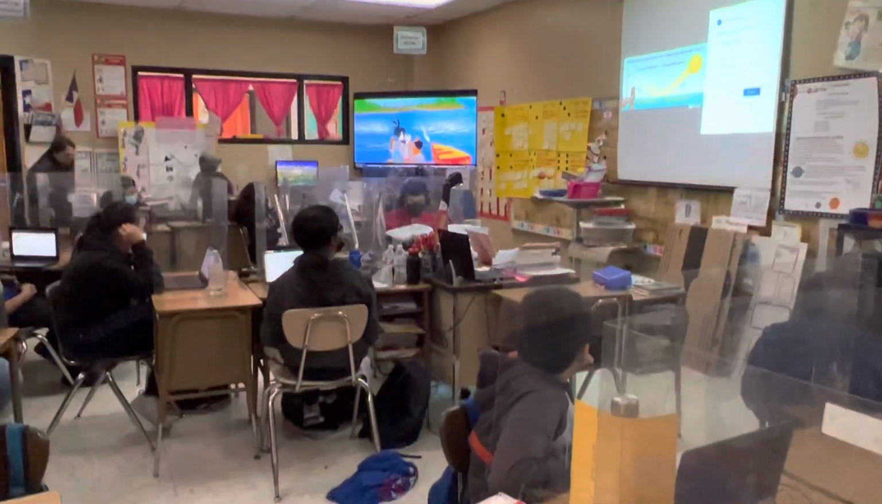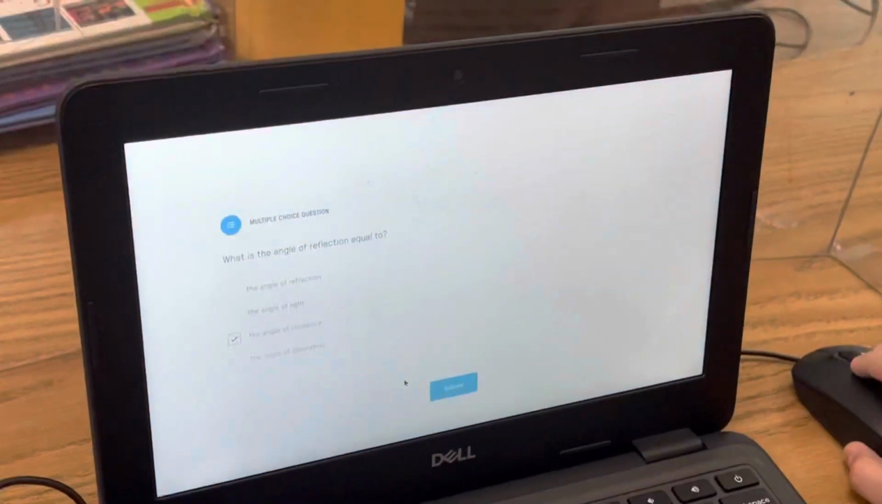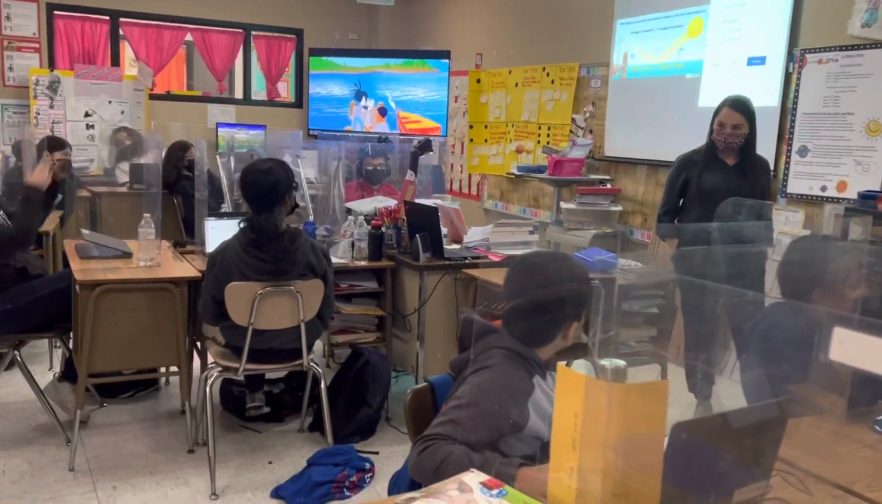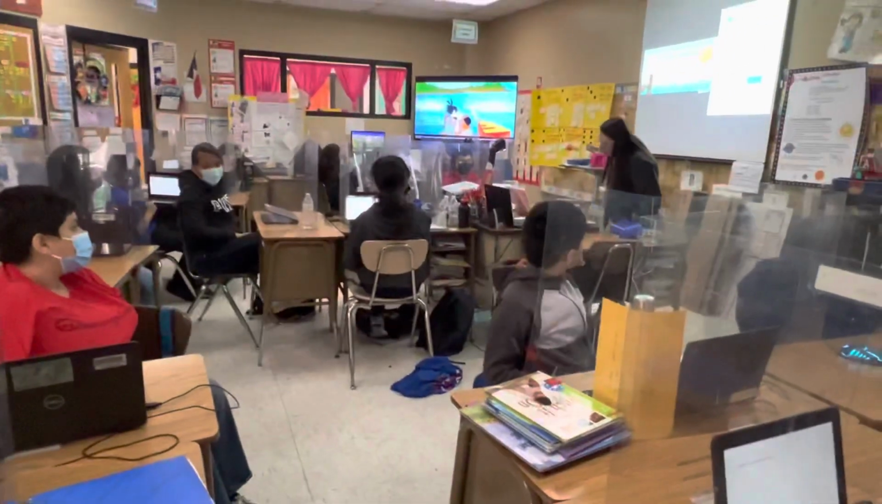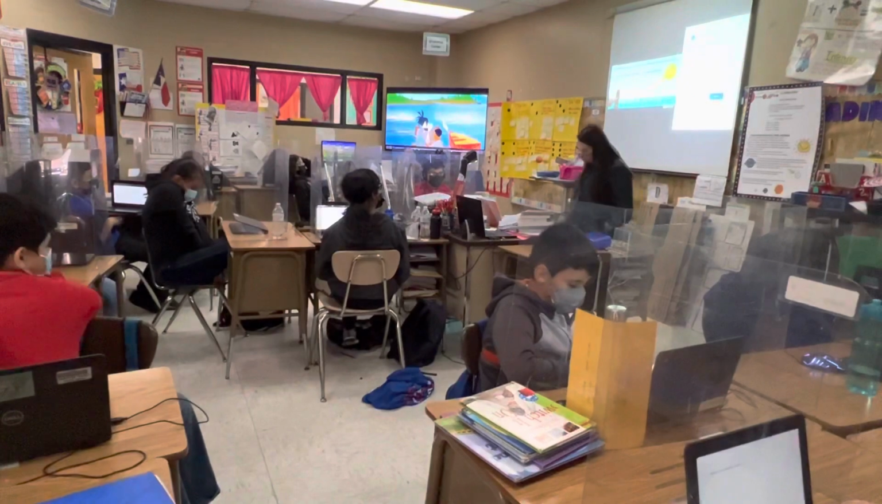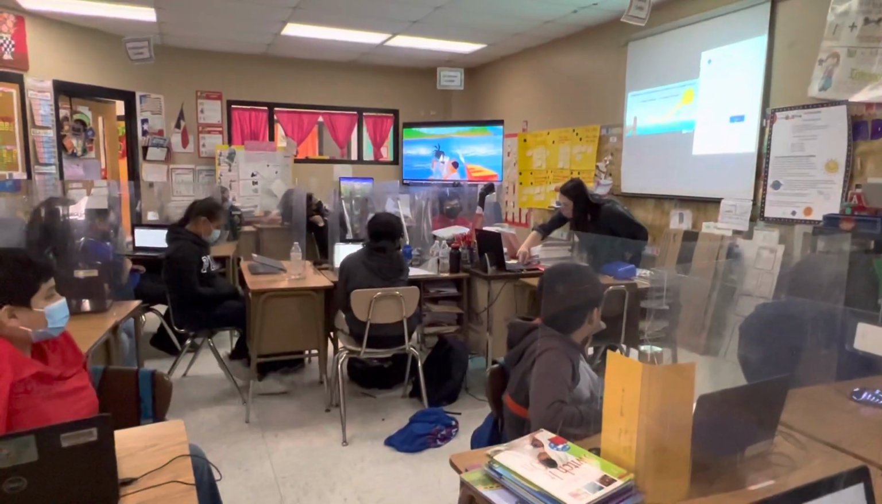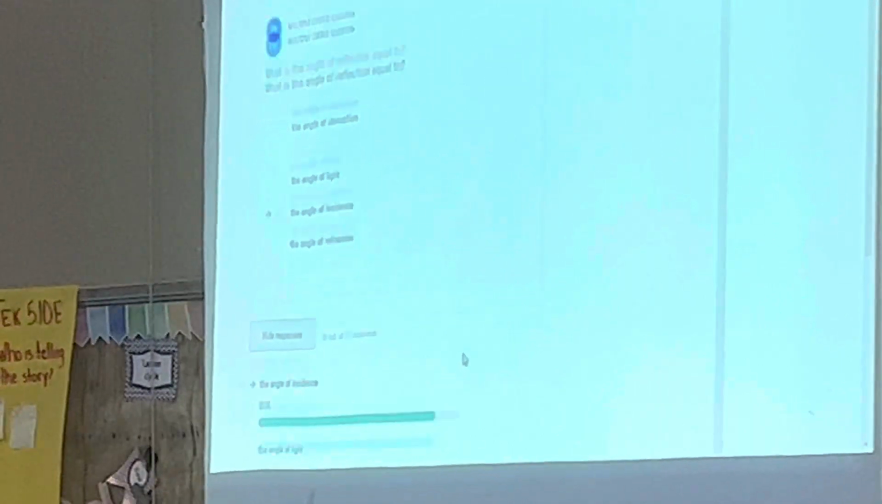Okay, next question. What is the angle of reflection equal to? Look at your screen. It gives you a clue there. The angle of reflection equals the angle of, look at the screen. Yes, it's right there. Do you need a couple of you guys to answer? Are we ready? Okay. And yes, it is the angle of incidence. So the angle of reflection equals the angle of incidence. Good job. Very good. 89%.